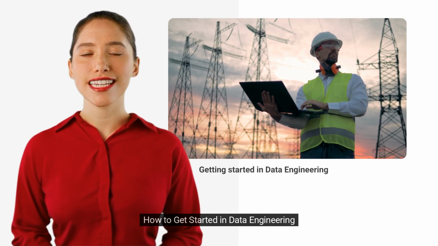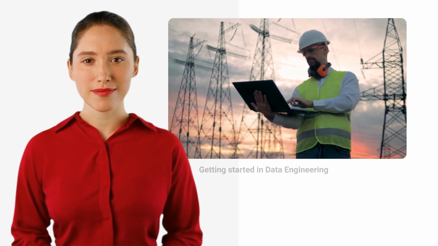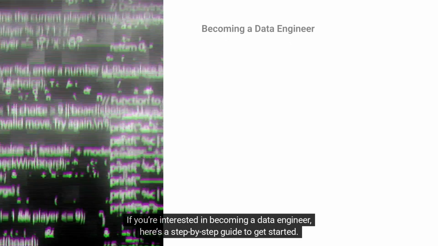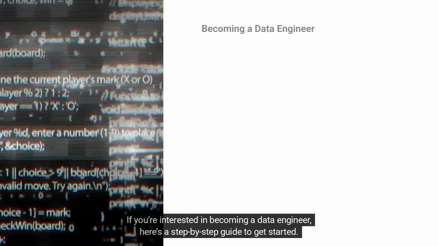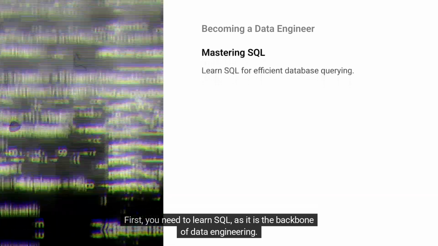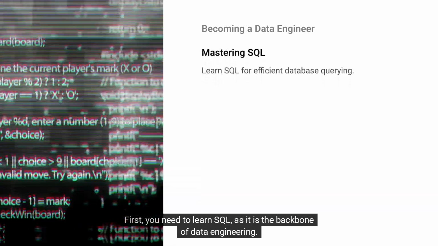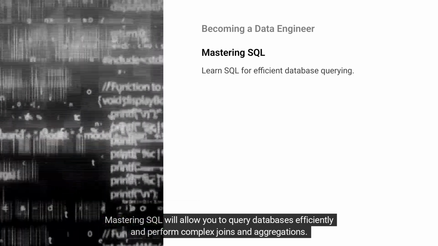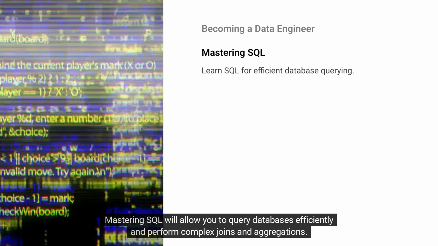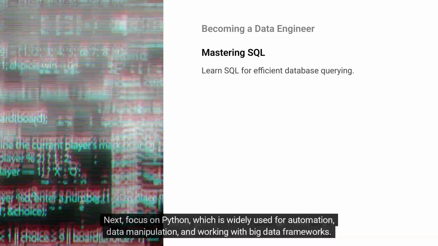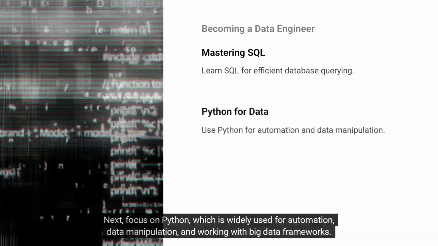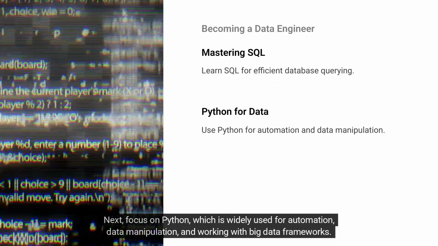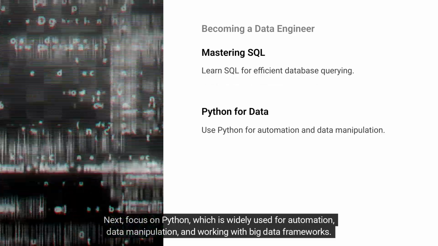How to get started in data engineering. If you're interested in becoming a data engineer, here's a step-by-step guide to get started. First, you need to learn SQL, as it is the backbone of data engineering. Mastering SQL will allow you to query databases efficiently and perform complex joins and aggregations. Next, focus on Python, which is widely used for automation, data manipulation, and working with big data frameworks.